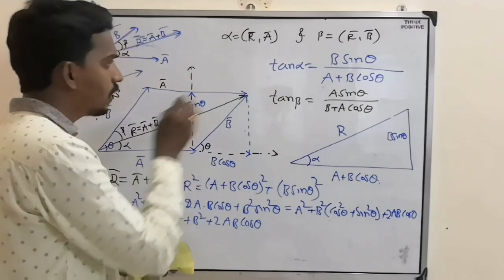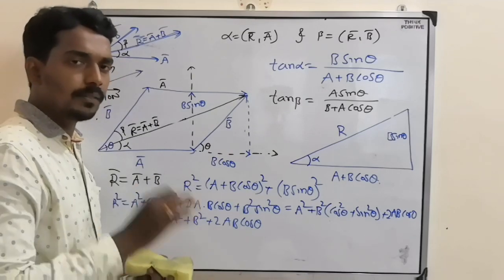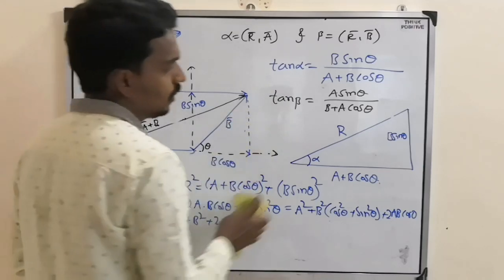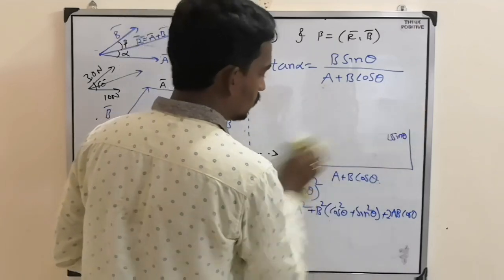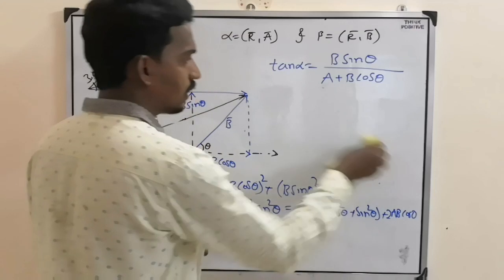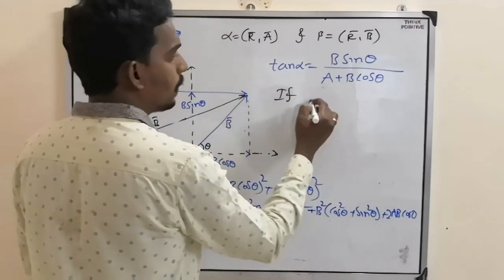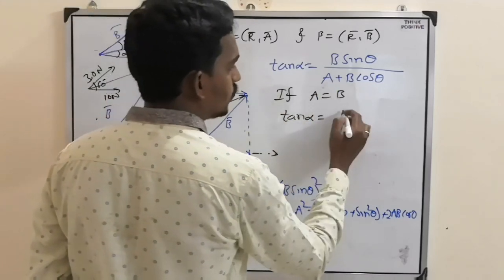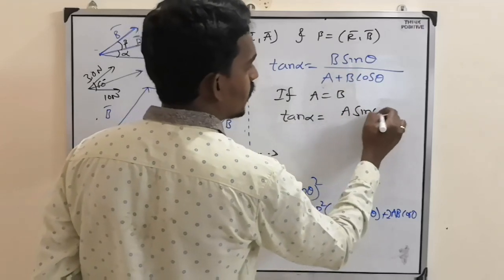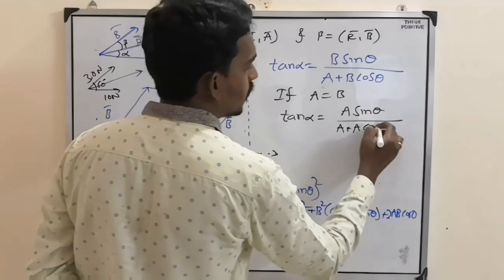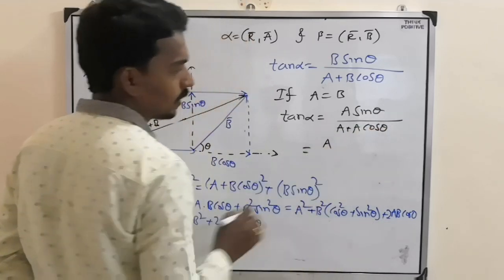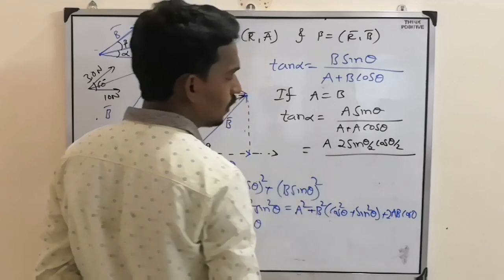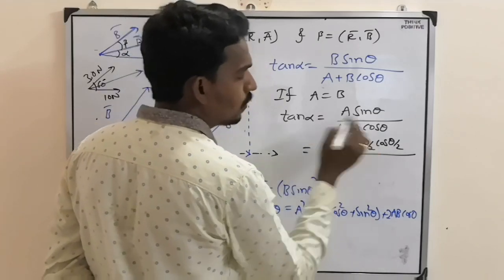But my suggestion is remember one formula, and consider the vector as A with which they are asking you to find the angle. Suppose two vectors are equal, if magnitude of A equals B, then tan alpha equals, both are the same, so I can substitute A sin theta by A plus A cos theta equals A into sin theta, I can write it as 2 sin theta by 2 cos theta by 2 by, if I take common, 1 plus cos theta.